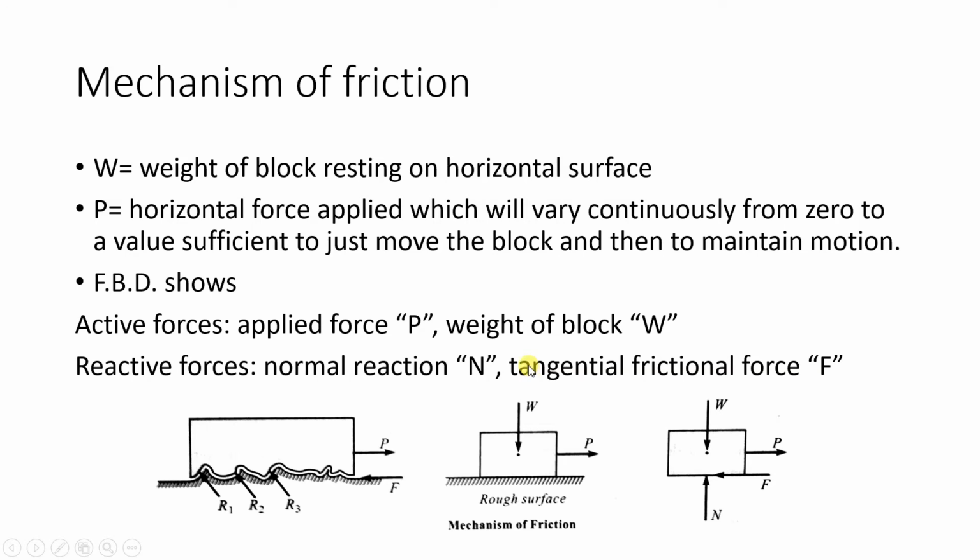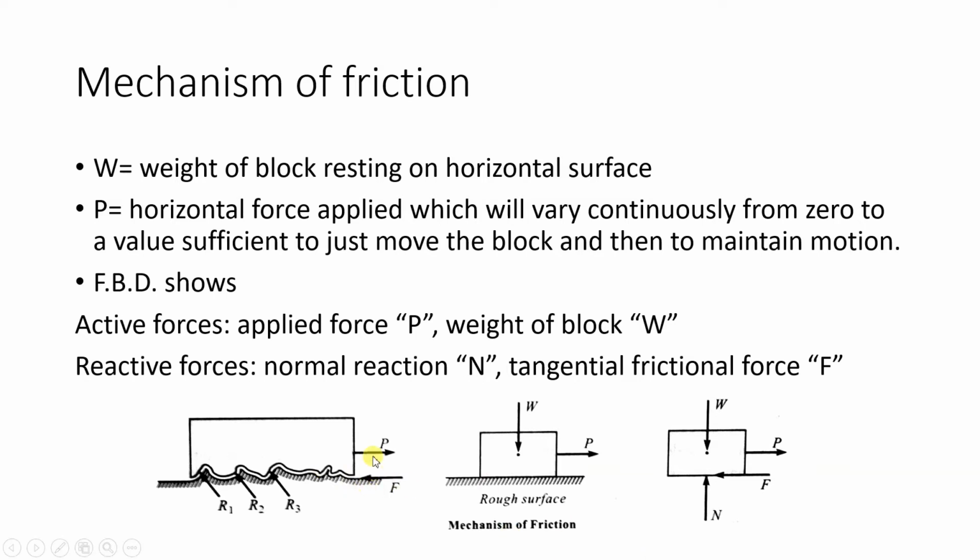Next we will see the mechanism of friction. Here an example is given. This is the bottom surface, and on that surface a block is placed. This is the effort P applied towards the right, and the frictional force between the block and the surface is towards the left. If you see the contacting surface, this is the microscopic view. Under the microscope, there are a lot of projections, and when these projections get interlocked, that is the cause of friction.